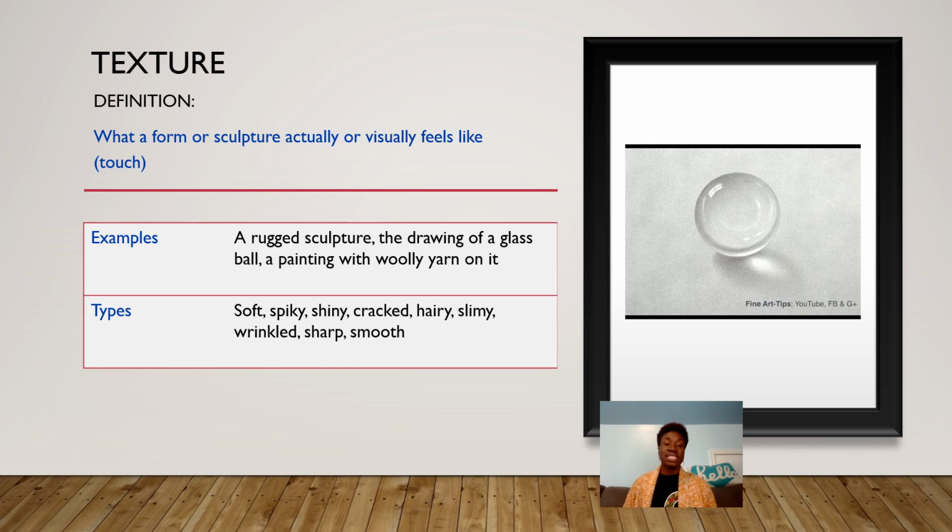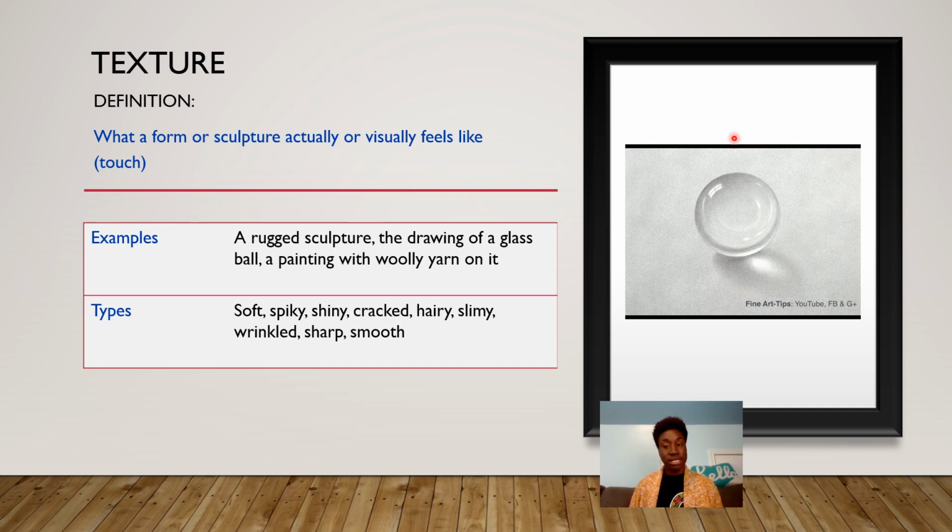The next element is texture. Texture is what a form or sculpture actually or visually feels like. Examples are a rugged sculpture, because the sculpture can have texture on it, the drawing of a glass ball, or a painting with woolly yarn on it. So it can be actual texture or it can be implied texture.